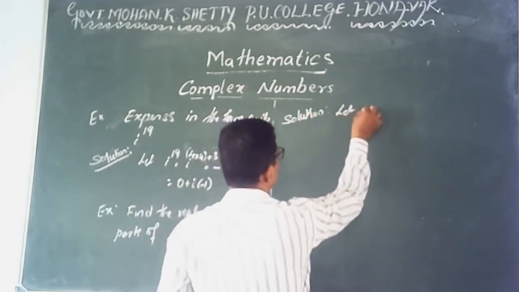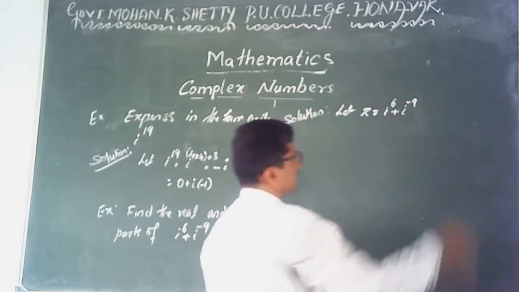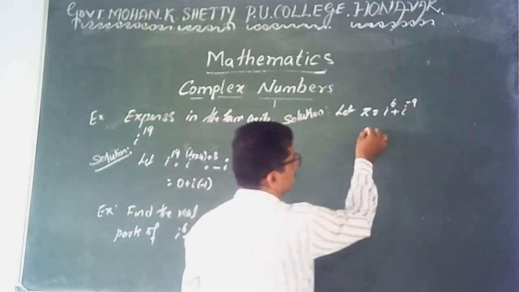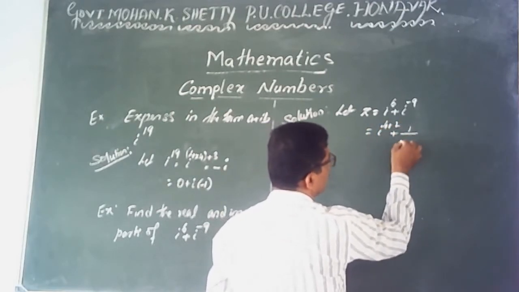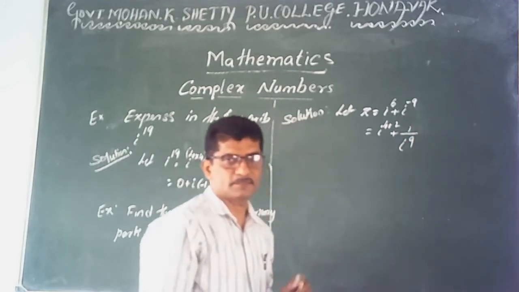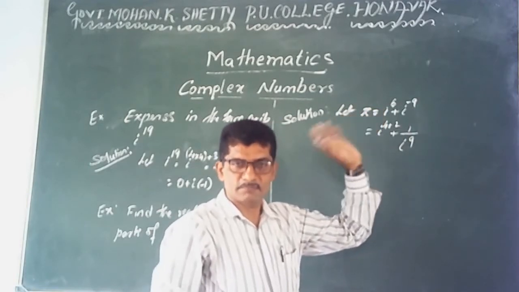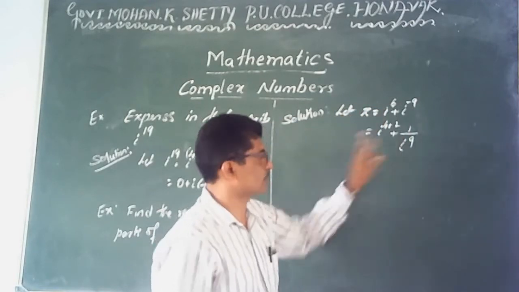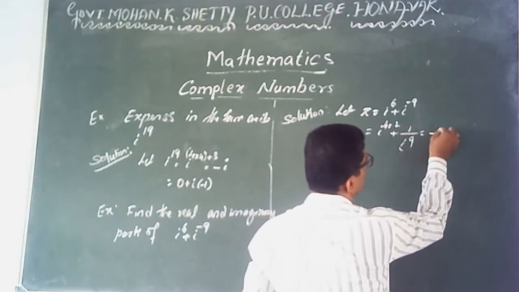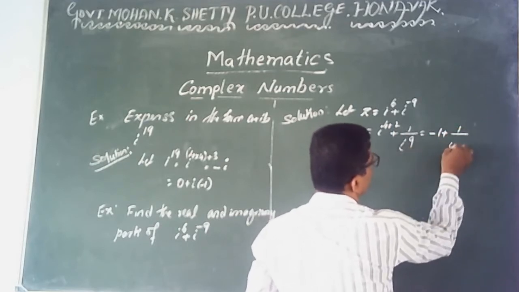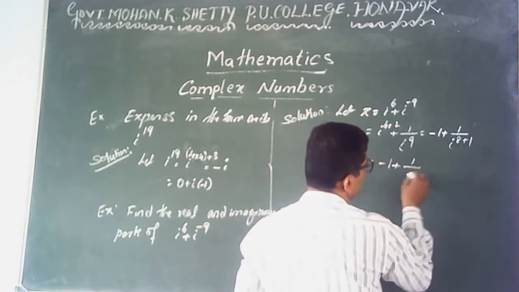Given the complex number, suppose z is equal to i to the power 6 plus i to the power minus 9. You rewrite this as i to the power 4 plus 2, plus 1 divided by i to the power 9. Using the law of indices, a to the power minus k means 1 divided by a raised to k. Its value is i to the power 4n plus 2 gives minus 1, plus 1 divided by i to the power 9, which means 8 plus 1. You write minus 1 plus 1 divided by i.